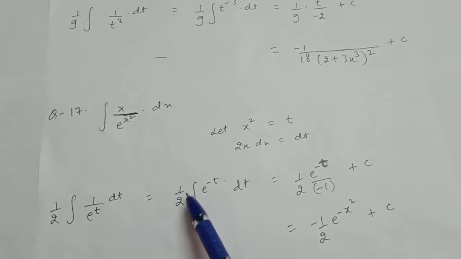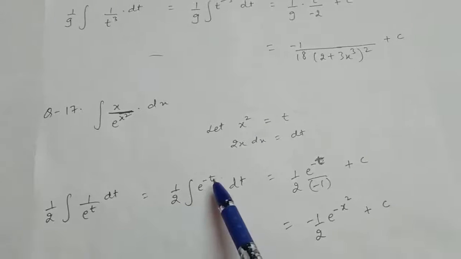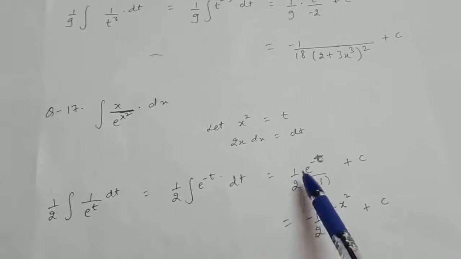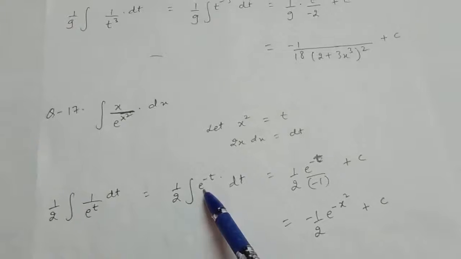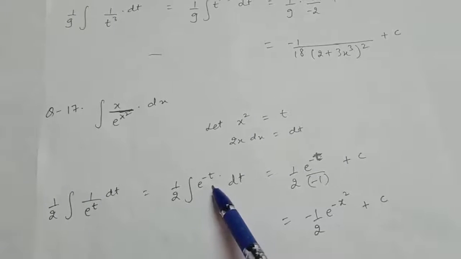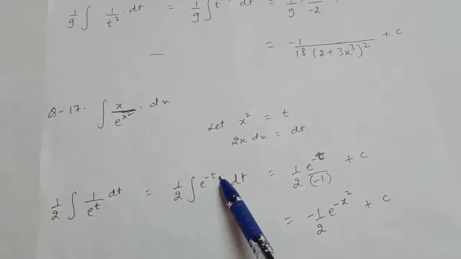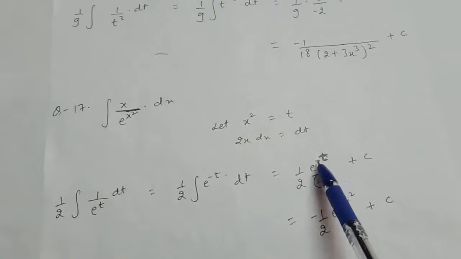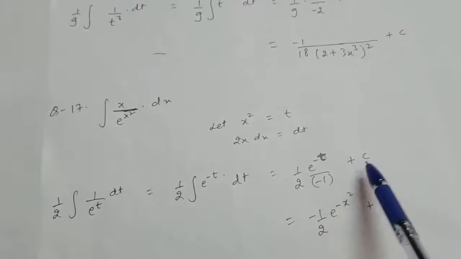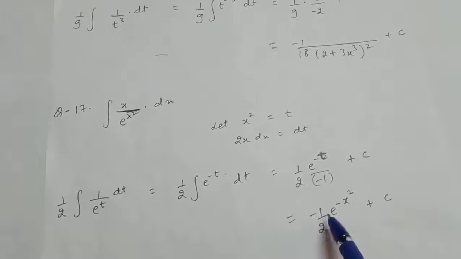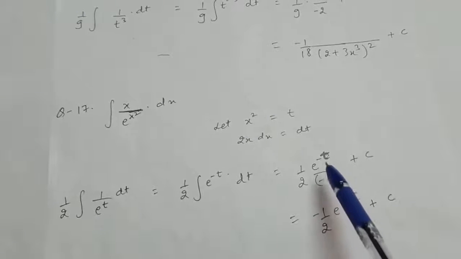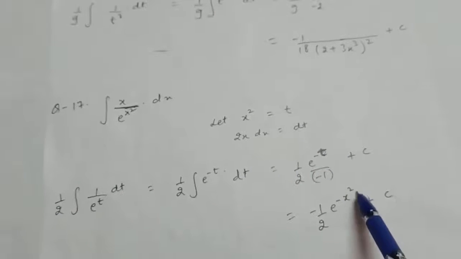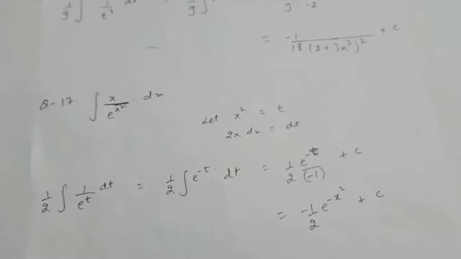Now this is equal to 1 by 2 integral of e raised to the power minus t with respect to t, which is equal to 1 by 2 into, now this is integral of e raised to the power minus t. Integral of e raised to the power ax is equal to e raised to the power ax upon a. Here a is minus 1 plus c. So you will get the answer as minus 1 by 2 into e raised to the power minus t. In place of t put x square. So e raised to the power minus x square plus c, right?